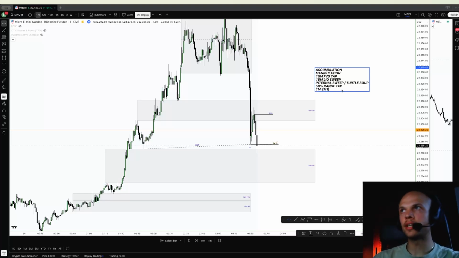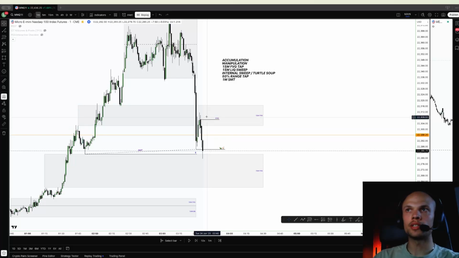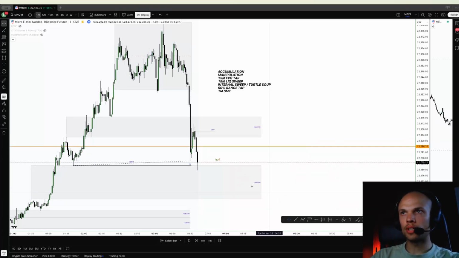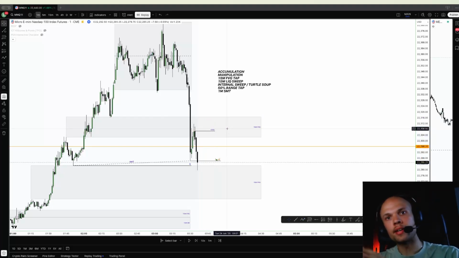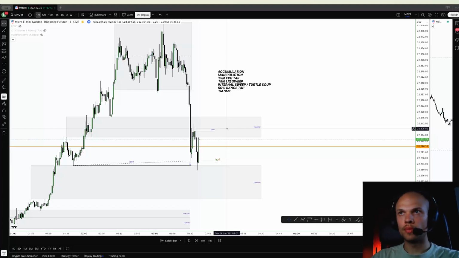So the only thing I want to see now is a change in the state of delivery. So I want to see price close above here with fair value gaps. Then either re-enter on a fair value gap or just enter on the change in the state. But the fair value gap shows that we are bullish and we want to go higher. It shows momentum, displacement. Okay. So let's have a look.